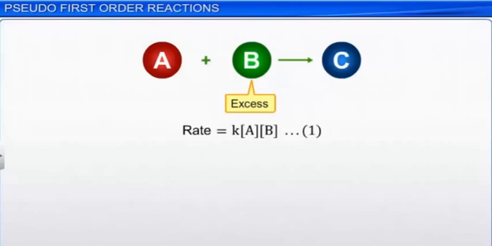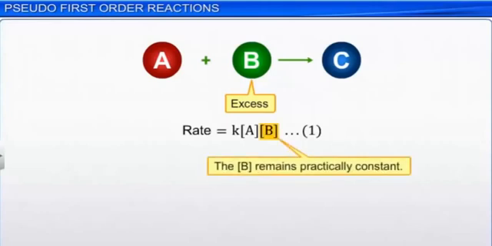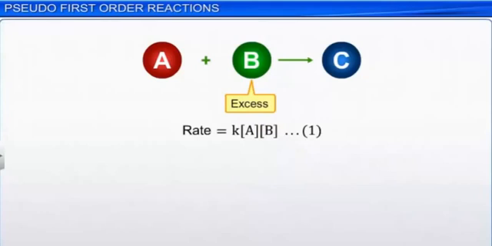During the course of the reaction, the concentration of reactant B remains practically constant. In other words, the rate of the reaction depends only on the concentration of A. Hence, K multiplied by concentration of B can be replaced by another new rate constant, K dash. As a consequence, equation 1 can be simplified and written as rate is equal to rate constant K dash multiplied by concentration of A.